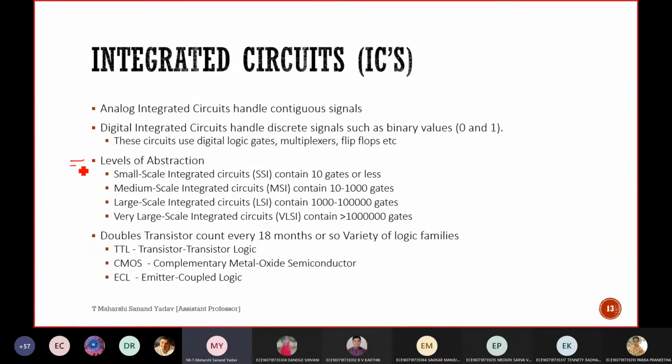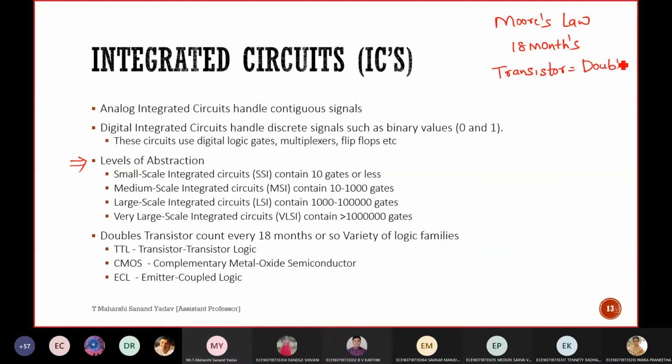Next, levels of abstraction. What is small scale integration, medium scale, large scale, and very large scale? How are you differentiating them? Based on what? Before going to that, tell me about this law. What is Moore's law? No idea? As the years increase, transistors also increase. For every 18 months or 2 years, the transistor count will get doubled.